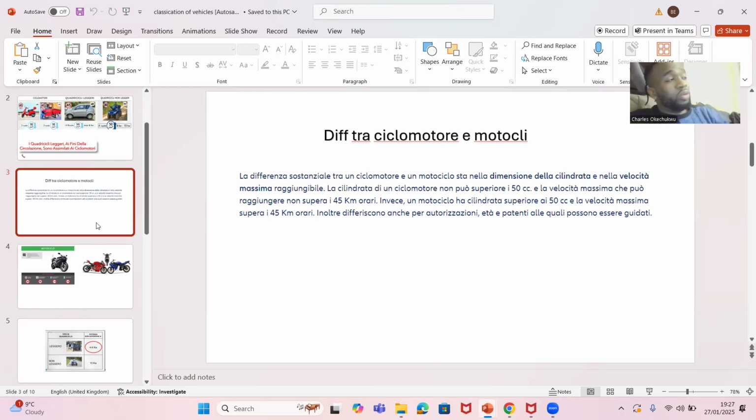Now, follow me. We talk about motocicli: their cylinder è superiore a 50 cm. I'll call a student now; he will tell us this one. Remember that concerning their speed, if ciclomotore è inferiore a 45 km/h, let me see.